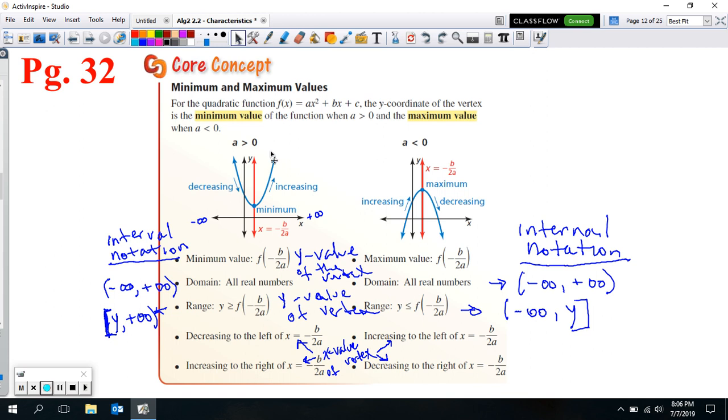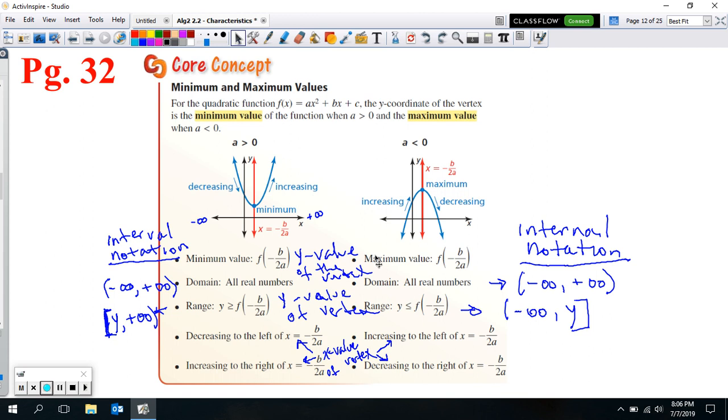After the minimum value, it's increasing. So it says it's decreasing to the left of the x number of the vertex here. So on the left side, it's decreasing. On the right side, it's increasing. So increasing to the right of that number.